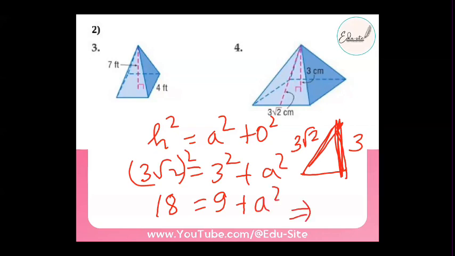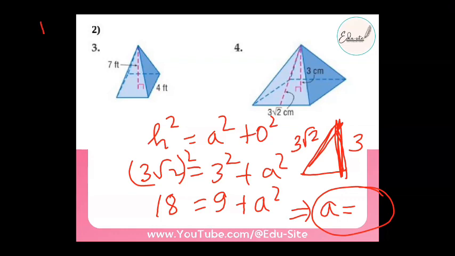Now please tell me what A is equal to. 18 is equal to 9 plus A square. How will you write it down? Are you solving this, Deborah? Yeah, I'm solving it. It's quite easy. If I did it right, then it's 3. Yes, excellent. The answer is 3.